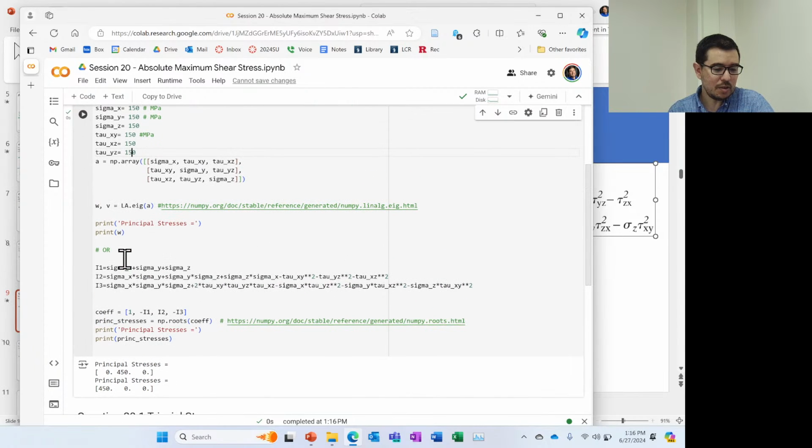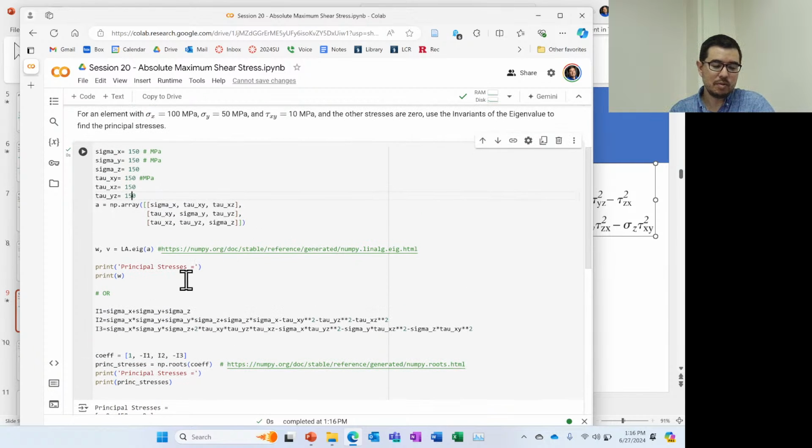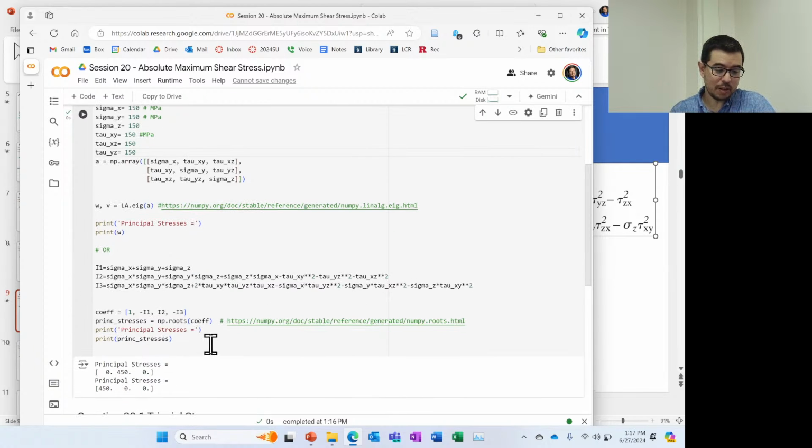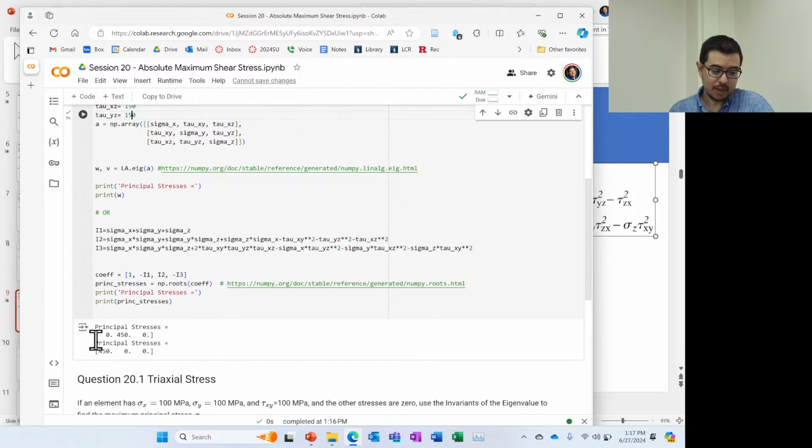Now remember we said there are 2 ways to skin this problem. One is to use the eigenvalue solution, and so you create this array and do that. Or you can find the roots, using np.roots on the coefficients. You notice that the outputs are slightly different in terms of the order, in this case 0, 450, 0 versus 450, 0, 0. But essentially, the largest one we would call sigma 1, and the other two, sigma 2 and sigma 3, we say are 0. Any questions on that?